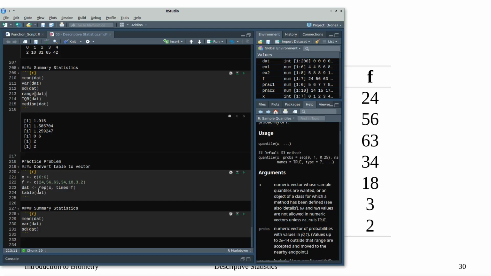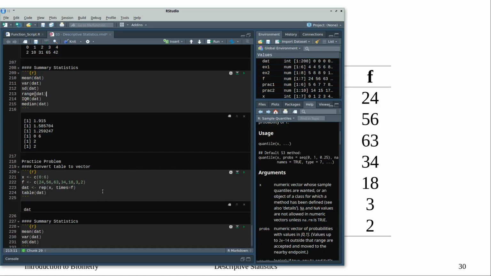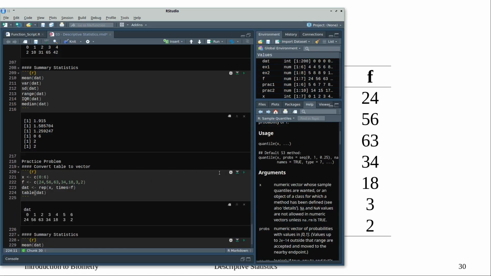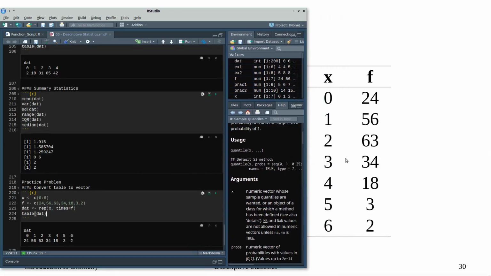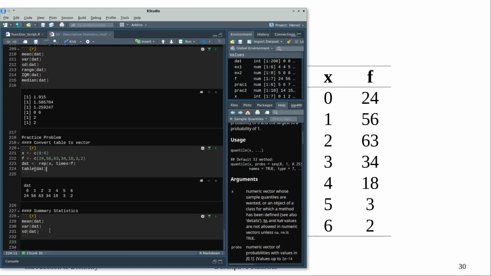Here's my conversion to a vector. I make my x vector, so 0 to 6. I make my frequency vector. All of those appear in a frequency table. And then I create my vector that I'll call dat by using the repeat function. And I issue the table function just to confirm that that's what I get, so I can compare that frequency table to this frequency table in our presentation. And you'll see that I inputted the data correctly.